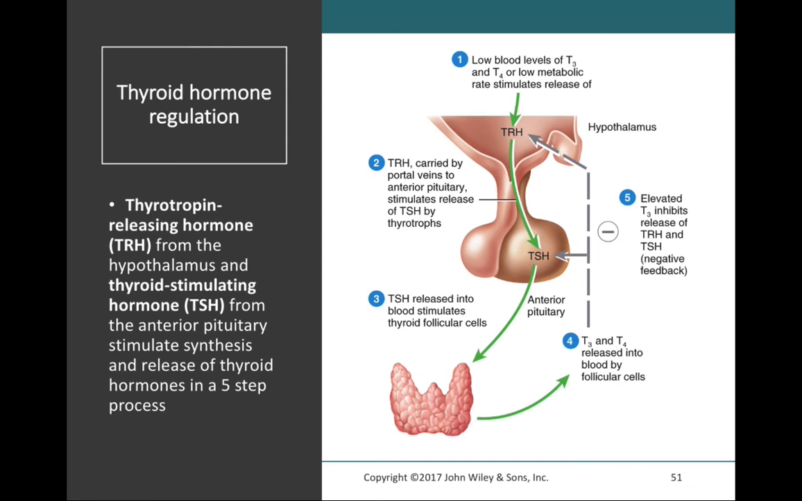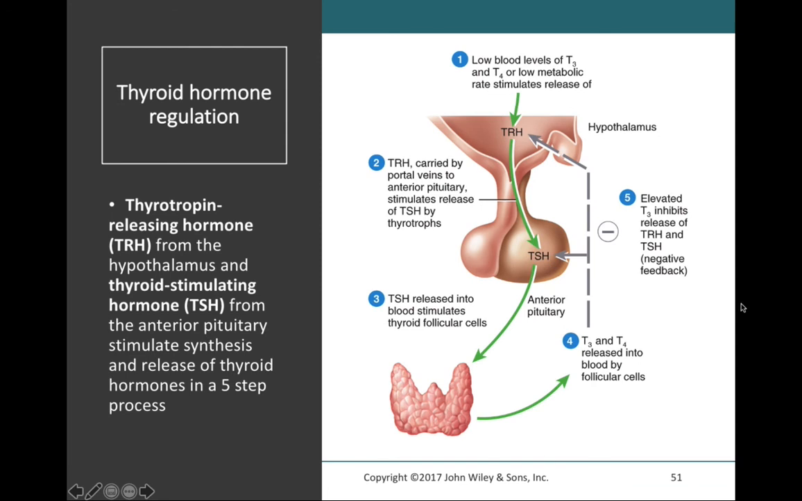Now, when the concentration in the blood of T3 and T4 gets too high, that's going to feed back and prevent the further release of thyrotropin-releasing hormone, as well as thyrotropin, or thyroid-stimulating hormone. So this is actually a humoral signal for secretion. You can see that low blood levels of thyroid hormone are initially what stimulated the release of thyrotropin-releasing hormone from the hypothalamus. Increased levels of thyroid hormone will also prevent thyroid-stimulating hormone from its further release.